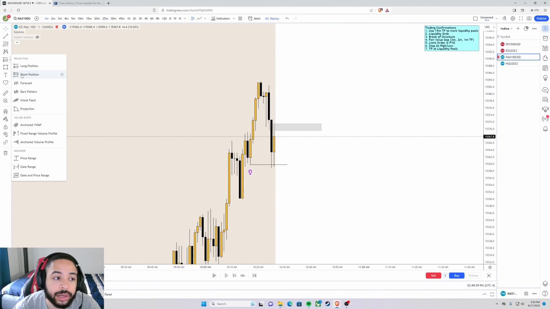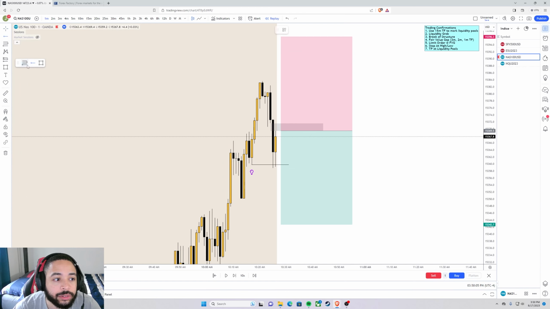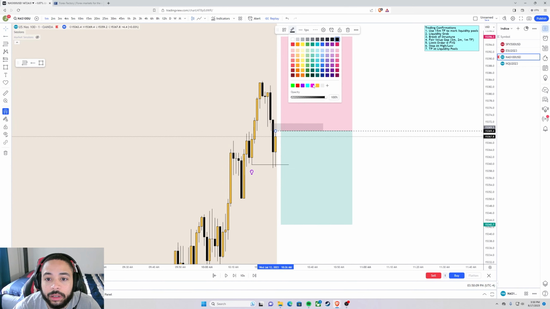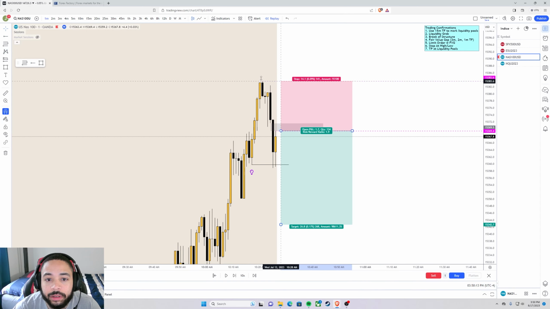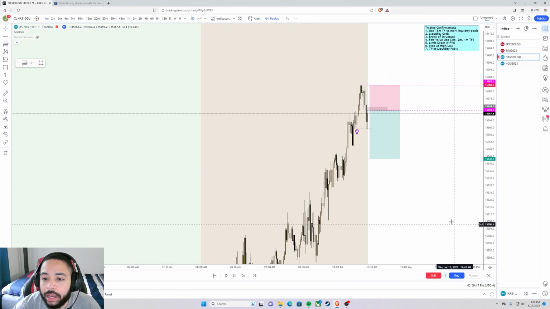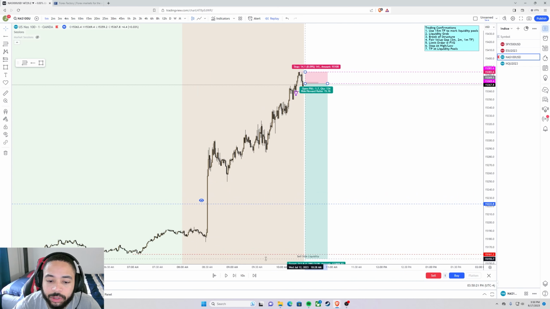So let's just say, for example, we took this entry. We would have our sell limit at this level here, and then we will put our stop loss at the very top up here. So this would be about 14 pips, and then our final target. Of course, we can take partials along the way, but our final target would be at this level, of the sell side liquidity.